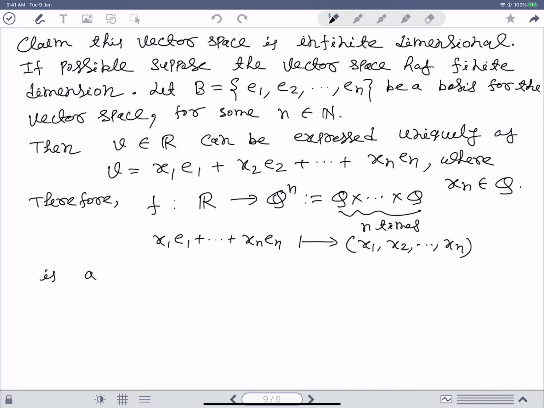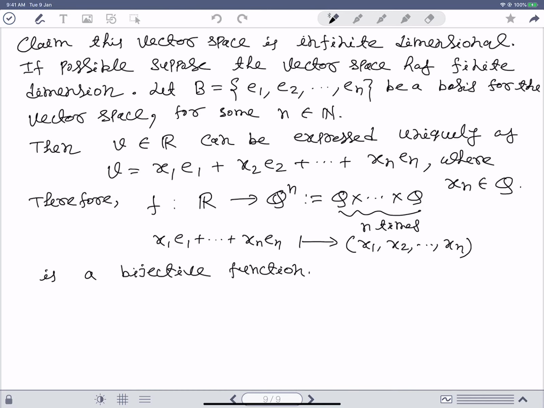This is a bijective function, right? You can check that it is bijective. Since the expression is unique, it is injective, and for each x1, x2, ..., xn in Q we can always have an expression, therefore it is surjective.